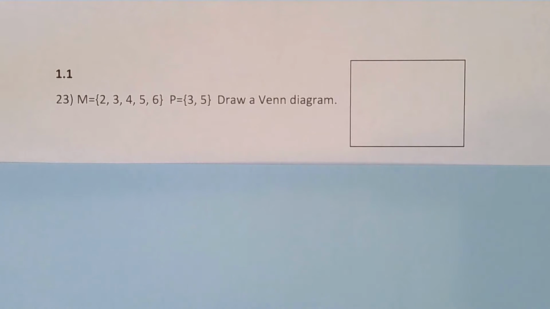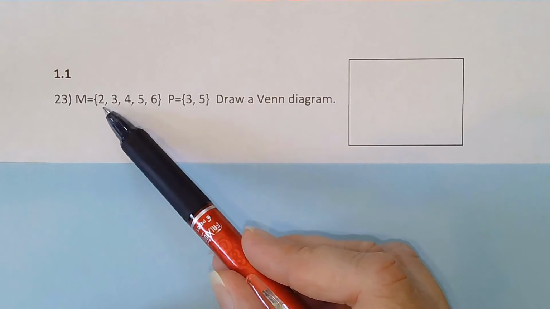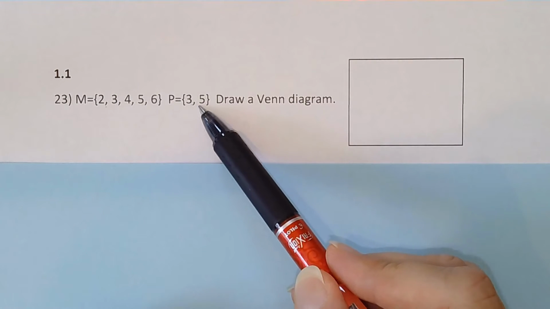It was number 23 in the homework. They gave you the sets M and P, and they asked you to draw a Venn diagram for it. Each of our Venn diagrams is going to be in a box, and we take a look at these two sets. So M has 2, 3, 4, 5, and 6. And notice that set P has 3 and 5.